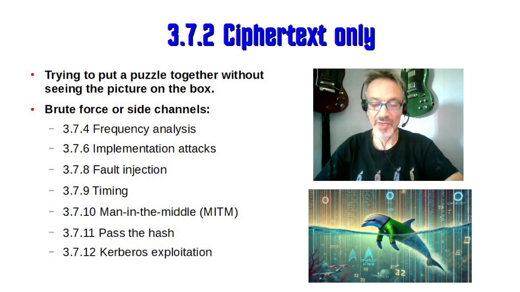Here the attacker has access only to the encrypted data with no information about the plaintext or the key. Common methods used to break ciphertext only include brute force, but side channel attacks and a type of side channel, frequency analysis, where attackers look for patterns in ciphertext, such as repeated letters or common phrases. The exam will test your understanding on how these attacks work and the various ways they can be mitigated.